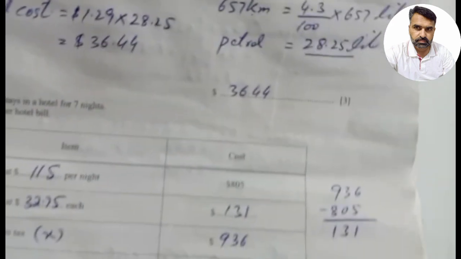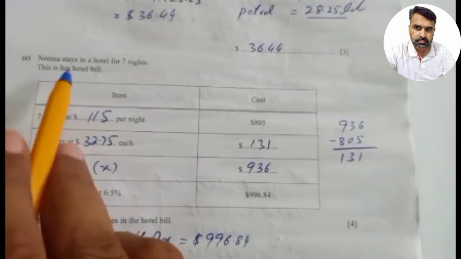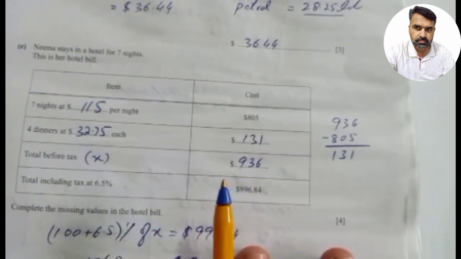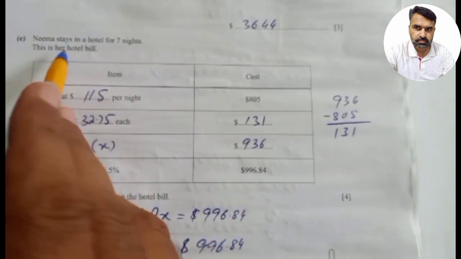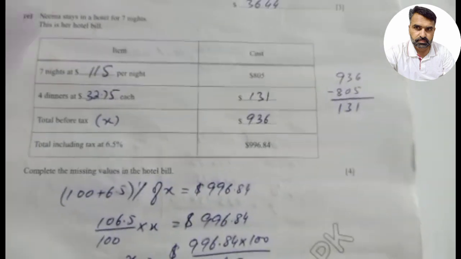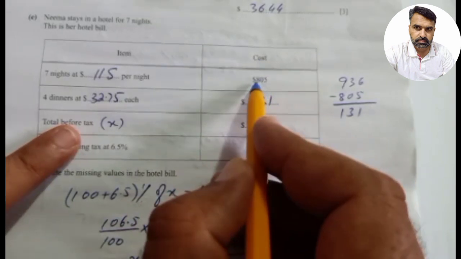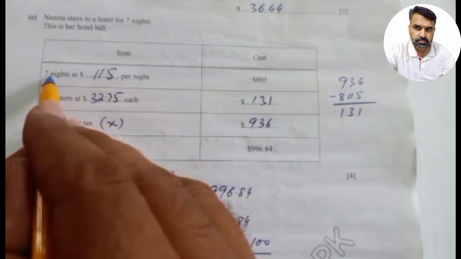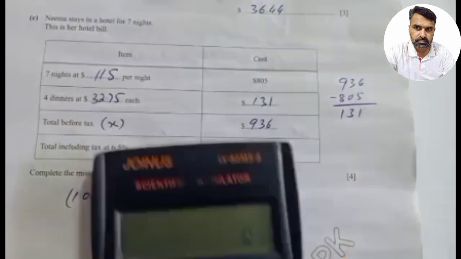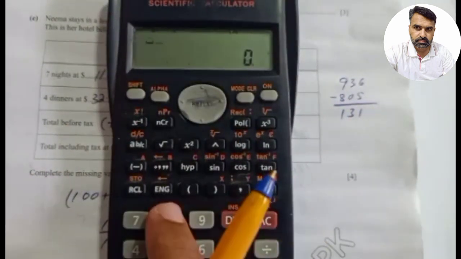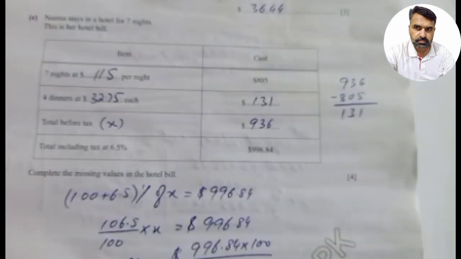Last part of the same question is, Nima stays in a hotel for 7 nights. This is her hotel bill. 7 nights at the rate of what per night? So cost is 805. We will divide 805 by 7 to get 115 per night, because the cost for 7 nights is $805. So we will divide it by 7 to get 115.